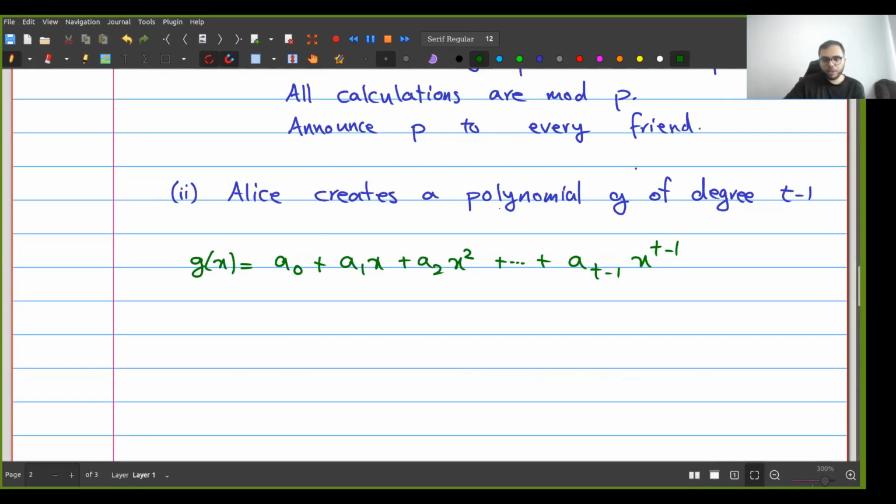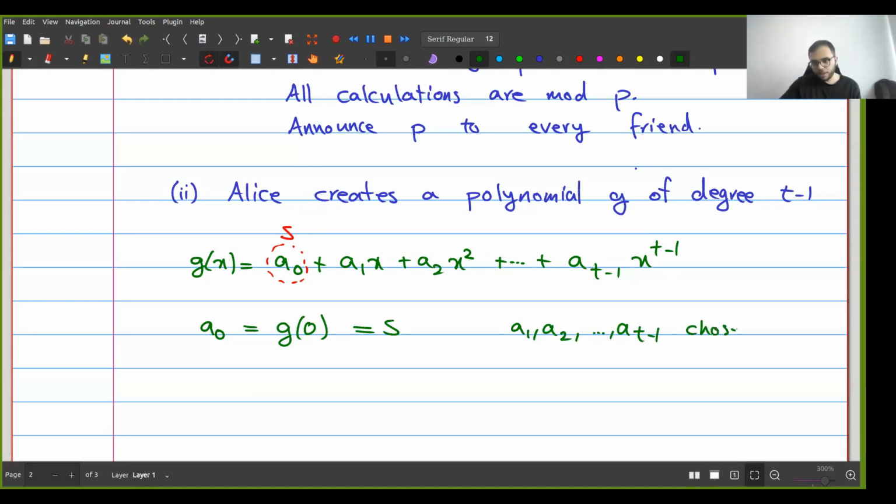So let's say I create a polynomial g of degree t minus 1. I set g of x like this. And I say that I want a0, which is basically g of 0, to be my secret. So I set this a0 to be my secret s. And then I choose all of the other coefficients randomly. Okay? Let's write it here. a1, a2 to a(t minus 1) are chosen randomly.